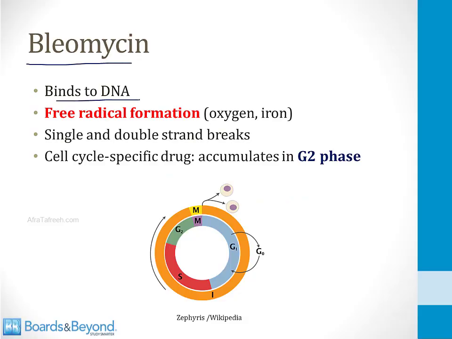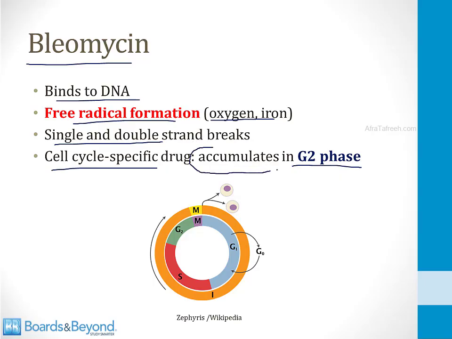Bleomycin binds to DNA and it can generate free radicals using oxygen and iron via a very similar mechanism to the anthracycline mechanism we discussed earlier. It's also been shown to lead to single and double-stranded DNA breaks. This drug is unique among the anti-tumor antibiotics in that it is cell cycle specific. It is specific for the G2 phase, and this is because this is the phase in which it accumulates during cells, and therefore most of its effect is in the G2 phase.